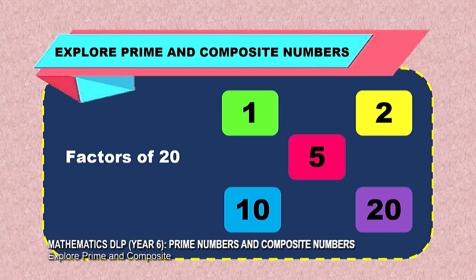Now, another example here, factors of 20. So, we have 1 times 20. We also have 5 times 4. Actually, 4 is missing there. Okay, 5 times 4. 10 times 2. Yes. So, these are factors of 20.